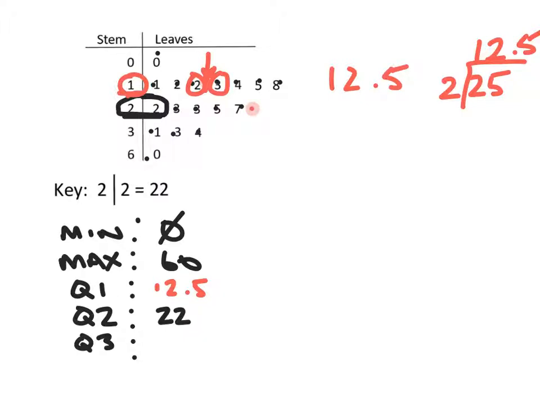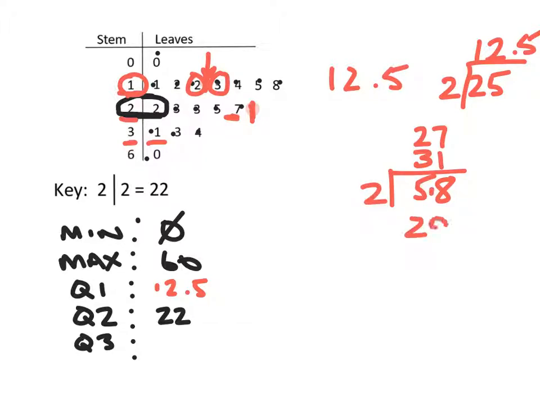What number is halfway between 27 and 31? When I add 27 and 31, I get 58. And when I divide that by 2, I get 29. Q3 is 29. So that means my range, my first measure of spread, maximum minus minimum, 60 minus 0, I have a range of 60.